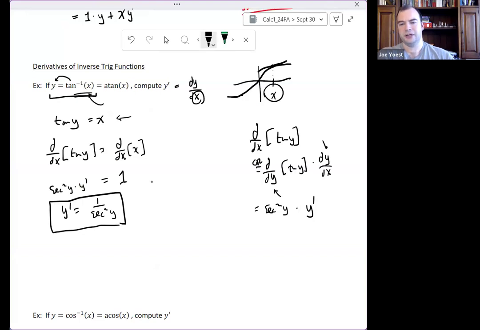Well, what do I have? I guess I can try to rewrite secant squared y in terms of something else. I know that sine squared theta plus cos squared theta equals 1. If I want to make a secant squared of something out of there, what do I need? I guess I need to divide by cos squared. Tan squared theta plus 1 equals secant squared theta. So it looks like secant squared y is 1 plus tan squared y.